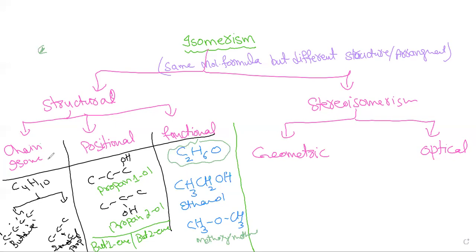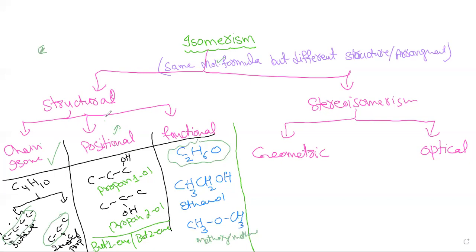In chain isomers, we have a difference in the chain. One would be straight, one would be branched. One compound has the long main chain and one has the shorter chain, but overall the molecular formula is the same. Now the other is the positional isomer. What is different? The position is different, the position of the functional group.